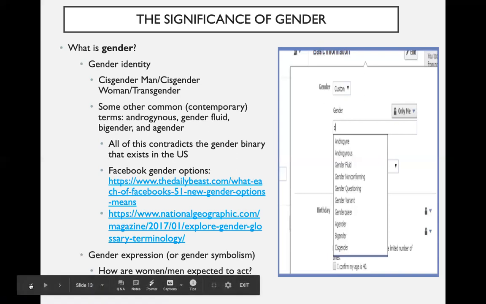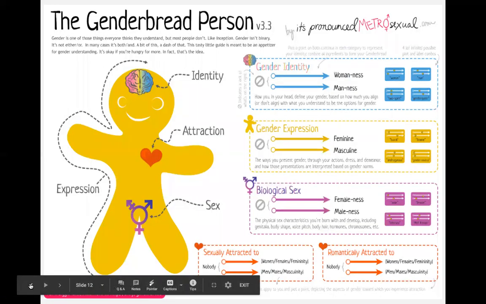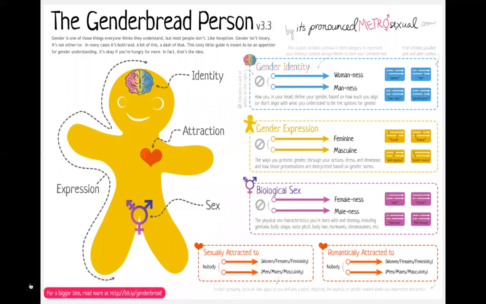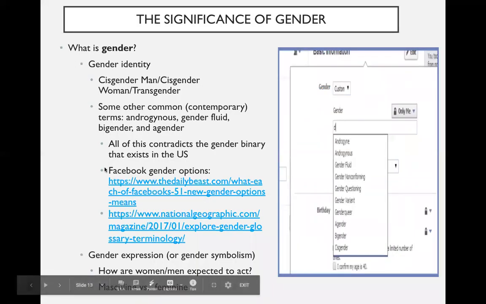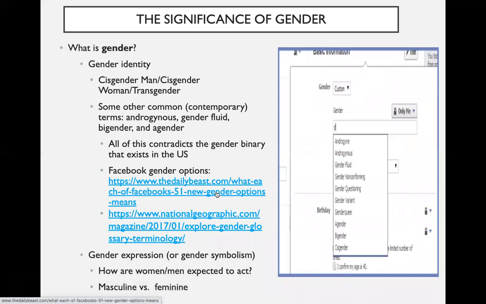Now, the second component of gender is not just how you identify, which, if we go back to my little genderbread person, right, identity is in your mind, your head. The second part of gender is gender expression, or what can be called gender symbolism. So this is how you act and how you present yourself. And this can either uphold societal expectations, right? How society expects men and women to behave, and we have terms for that.